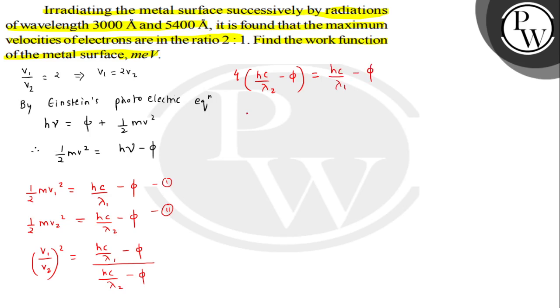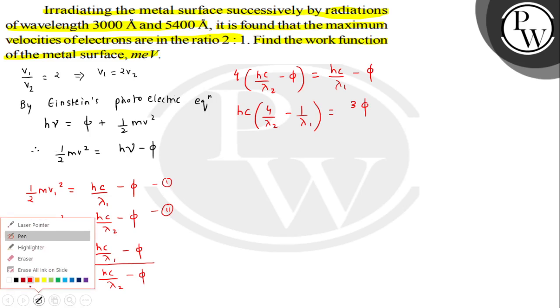We can take the wavelength terms to one side and the rest of the terms on the other side. So we will be left with hc, which can be taken common, and here what remains is 3 phi. Alright, so this is what we are getting, and from here we can calculate the value of phi easily. So we will substitute the Planck constant value.